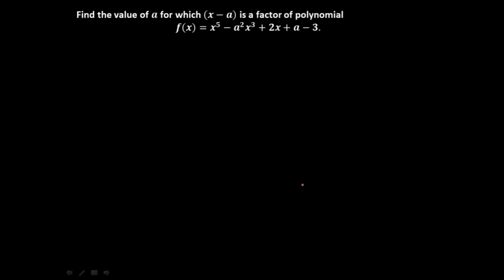And the value of a for which this is a factor of f of x. Same kind of concept. x minus a is a factor, which means the remainder will be 0. You can use the remainder theorem here or the factor theorem. The meaning is the same, the answer must come. So how do you find the remainder? Put it equal to 0, and x is a here. f of a will give me the remainder.